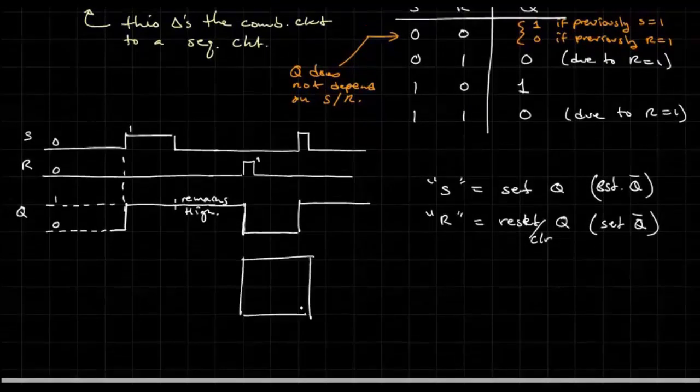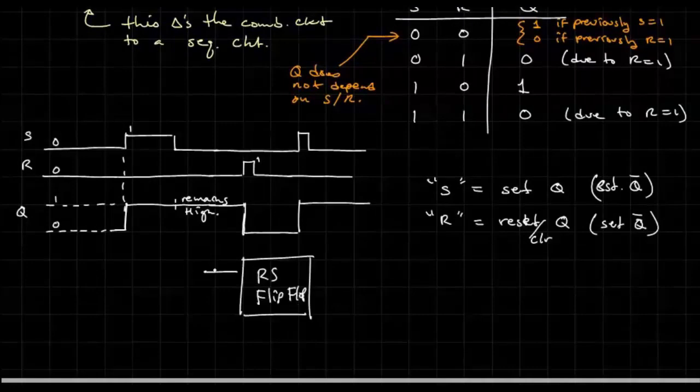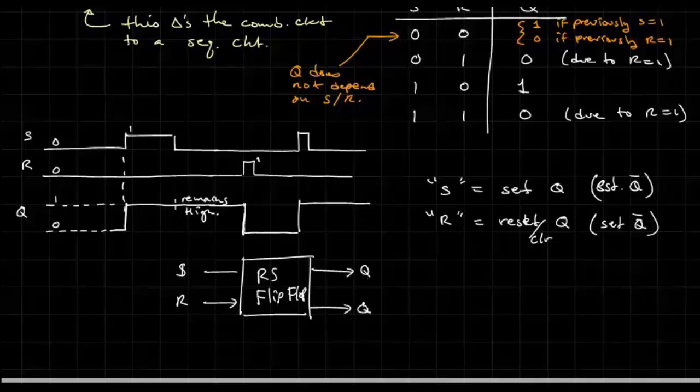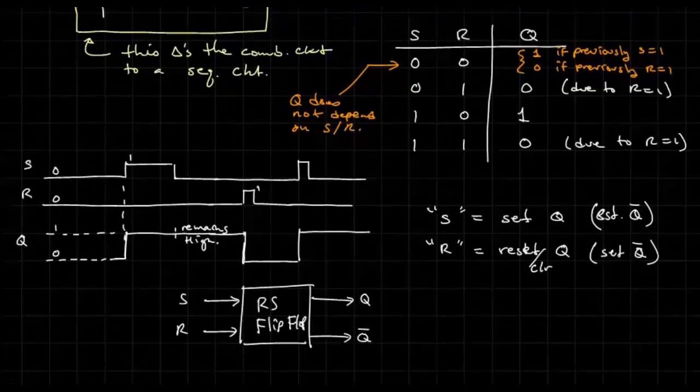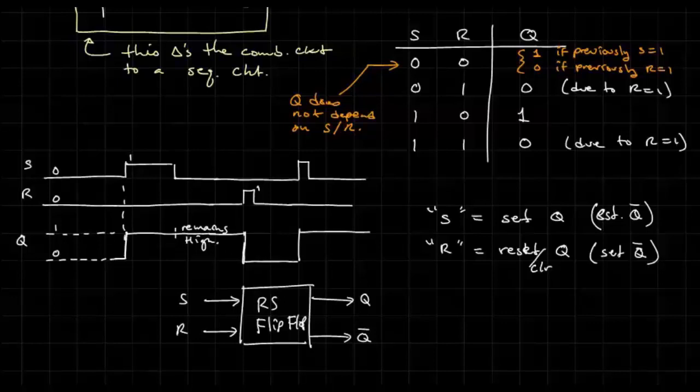RS flip-flop, and it has an R input and an S input, and it has an output Q and typically an output Q bar. And you can implement this in a number of different ways, but in the end, functionally at an abstracted level, as a sequential circuit, it operates according to this truth table right here, with the caveat that when both inputs are low, Q depends on the previous history of the inputs.